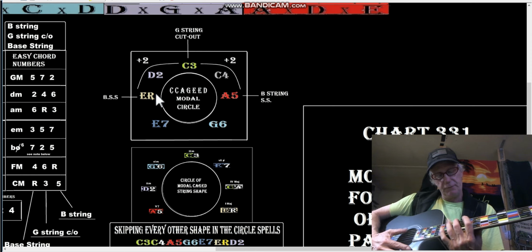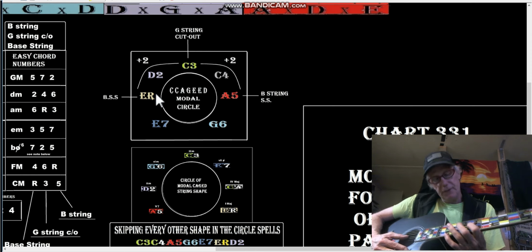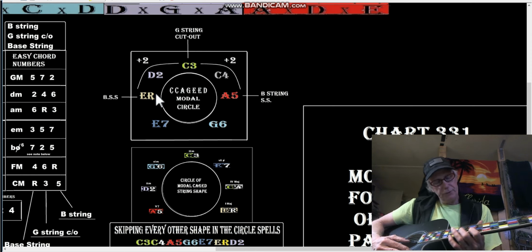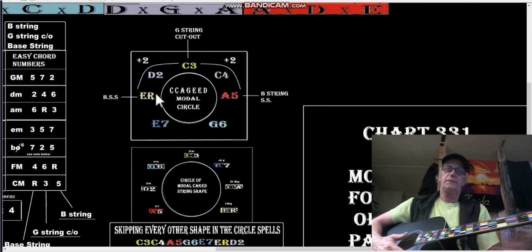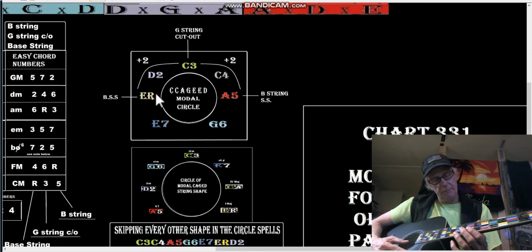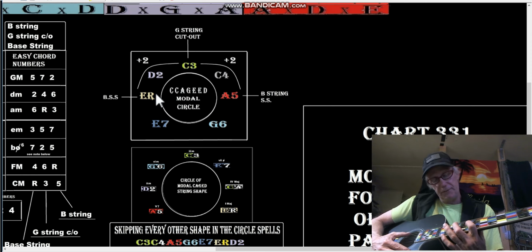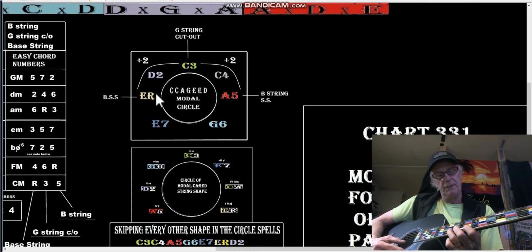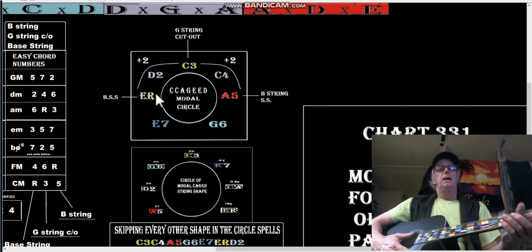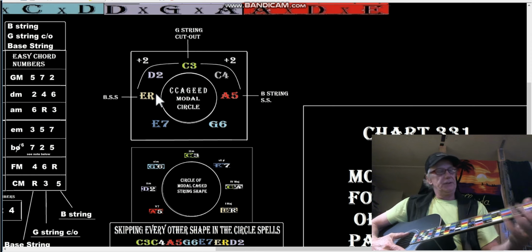And we got 6, 7, root 2, 3, 4, 5, 6, 7, root 2, 3, 4, 5, 6, 7. Okay? Let's try that again. 6, 7, root 2, 3, 4, 5, 6, 7, root 2, 3, 4, 5, 6, 7, root. So that's your G shape, and then we go to the D shape.